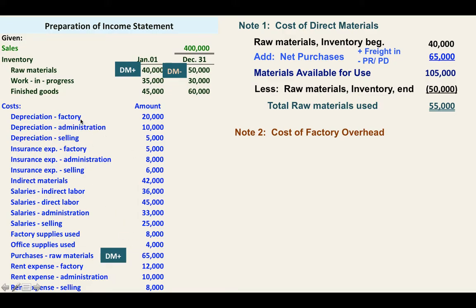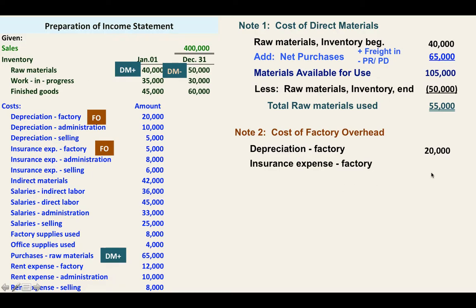So here depreciation factory. So it means that that is for the factory. That's factory overhead. So we will have here depreciation factory of 20,000. Here we have depreciation, administration, selling, insurance expense factory. That is factory overhead. So we have to write insurance expense factory of 5,000 and go down here. You have here indirect materials, and we have learned that indirect materials is part of factory overhead. So we will write indirect materials as part of our note, okay, of 42,000. Here, the next one is indirect labor.